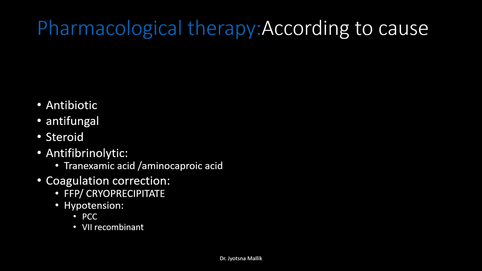Pharmacological therapy depends upon the underlying cause. If infection is the cause, we have to treat with antibiotics. If it is because of a fungal infection, we have to give antifungal. If it is because of vasculitis or an immunological cause, we may have to treat with steroids. If an abnormal coagulation profile is the cause, we have to correct the coagulation abnormality.